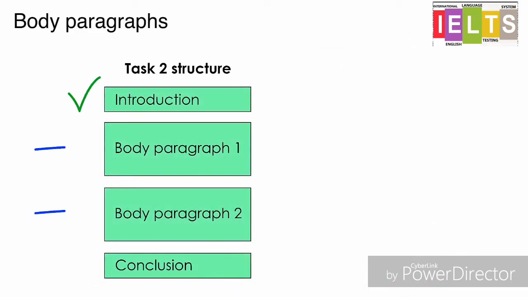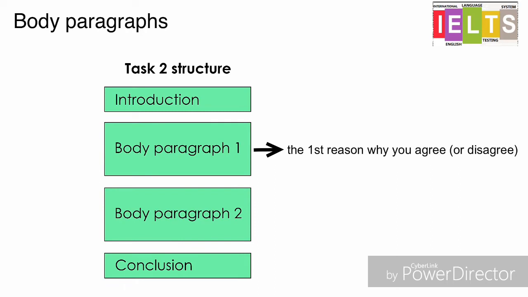Now we move on to the body paragraphs. For agree-disagree questions, it's good to structure the body paragraphs in the following way. In body paragraph 1, write the first reason why you agree or disagree, or in other words, write the first supporting point of your opinion. And in body paragraph 2, write the second reason why you agree or disagree, your second supporting point.